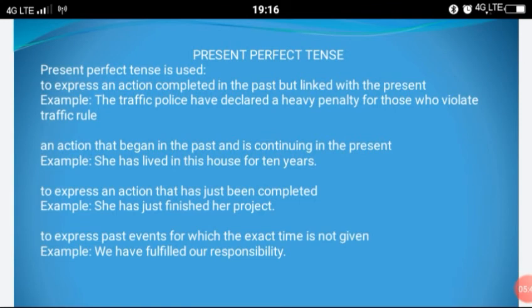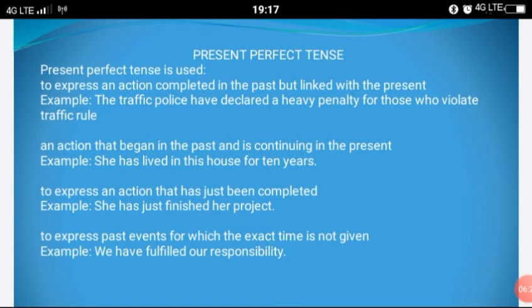Now let us move on to present perfect tense. Present perfect tense or any perfect tense shows completion of the action. Present perfect tense is used to express an action completed in the past but which is still linked with the present. For example, the traffic police have declared a heavy penalty for those who violate traffic rules. It is used to show an action that began in the past and is continuing in the present. For example, she has lived in this house for 10 years.